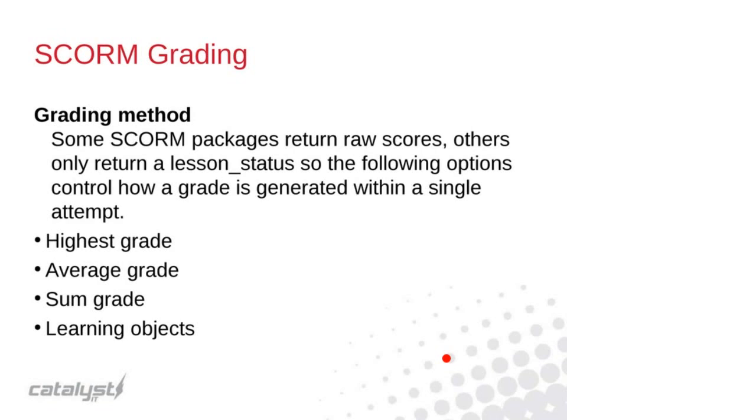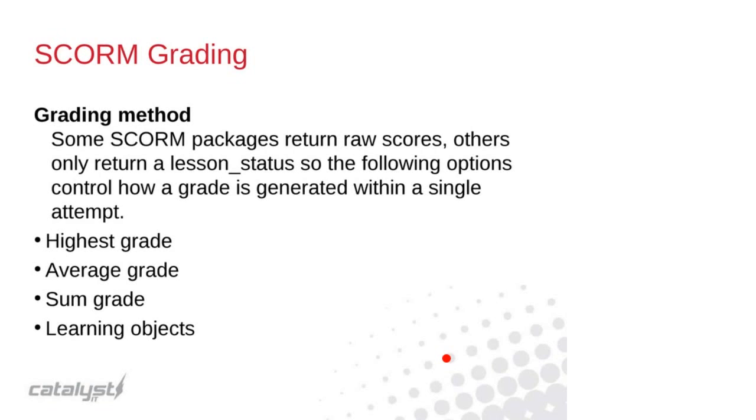SCORM grading is also quite confusing sometimes. Some SCORM packages return a score, like a 1, an 80%, 100%, and others only return a lesson status, like completed, passed, and failed. So the way you set this particular grading method in your SCORM depends a lot on how your SCORM package has been authored.